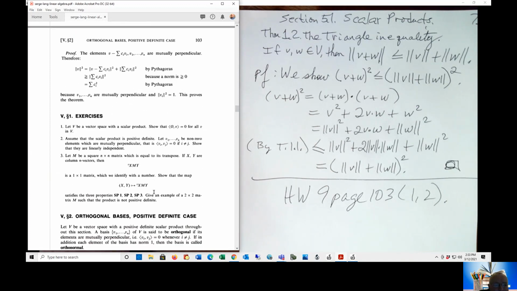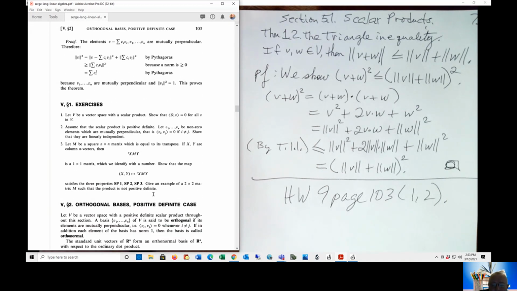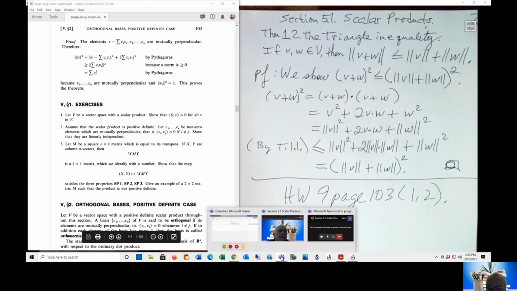Our homework for this section, homework 9, is on page 103. Exercises 1 and 2. And that concludes our lecture for section 5.1.